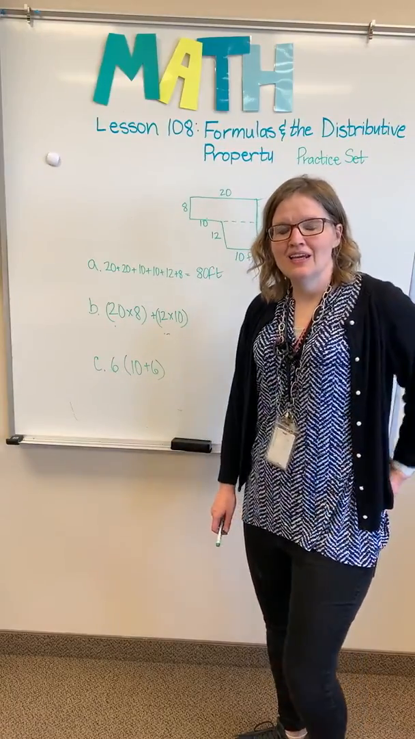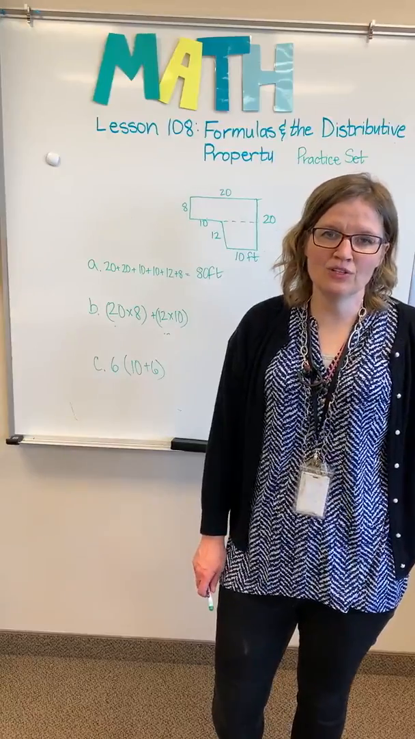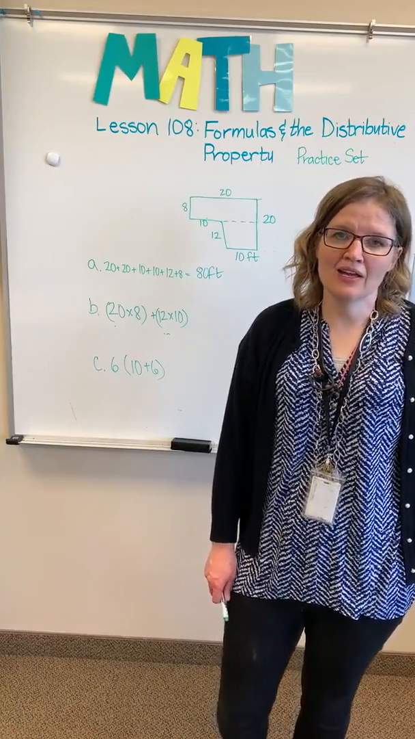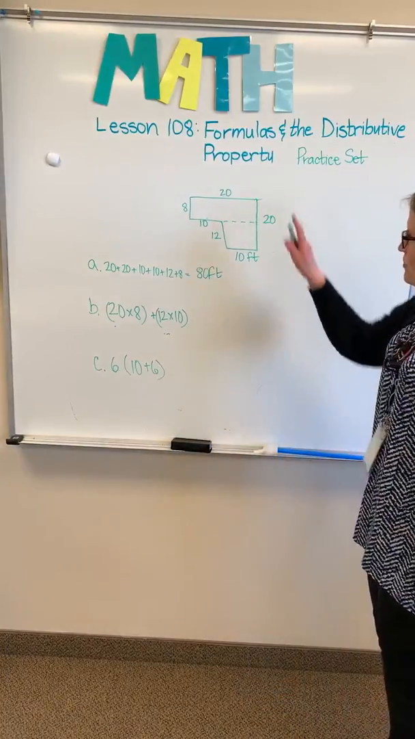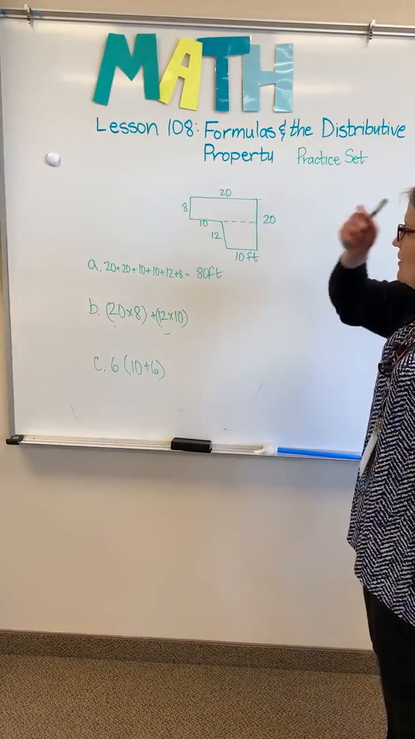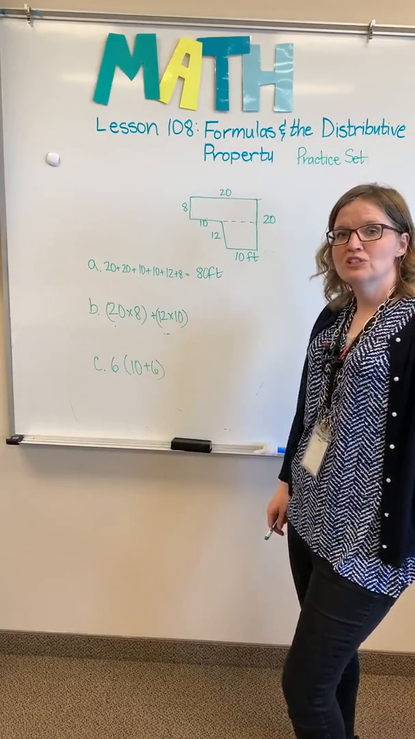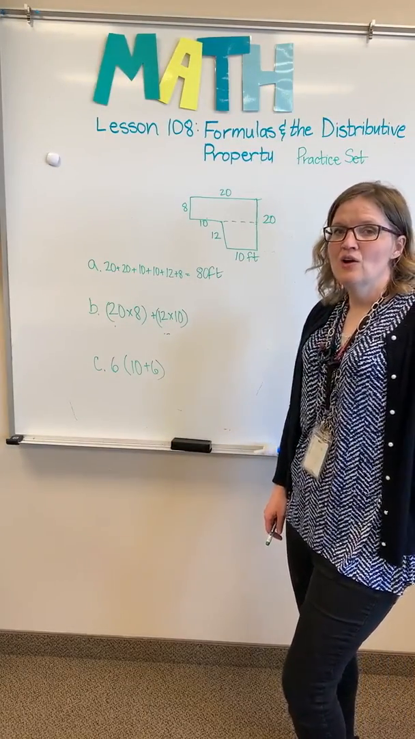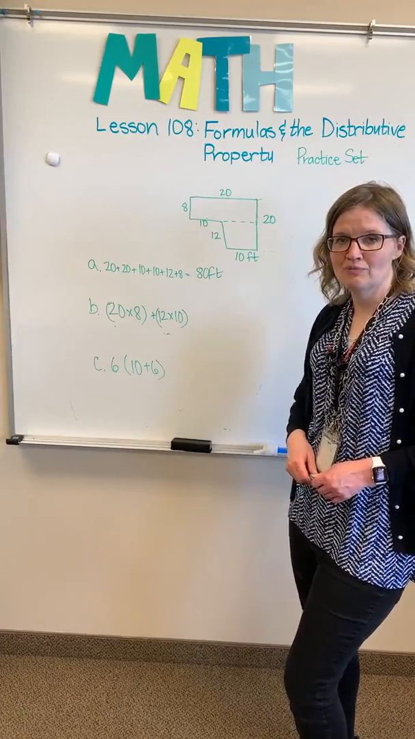Hi everyone, it is time for us to do the practice set for lesson 107, which is formulas and the distributive property. We have a piece of property right here and people are wanting to know how much fencing to install. This tells us that we need to figure out the perimeter.